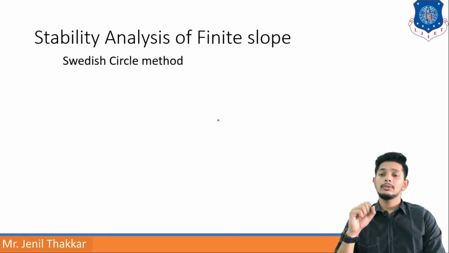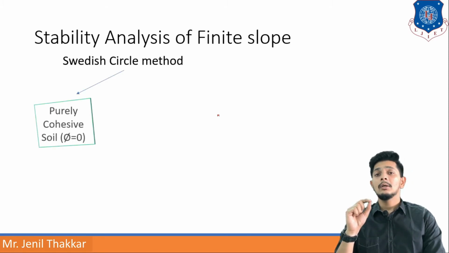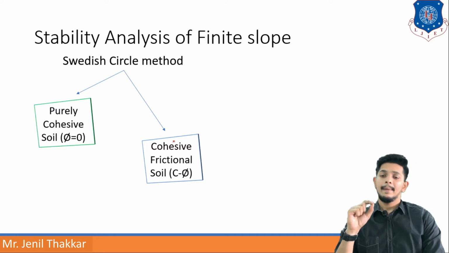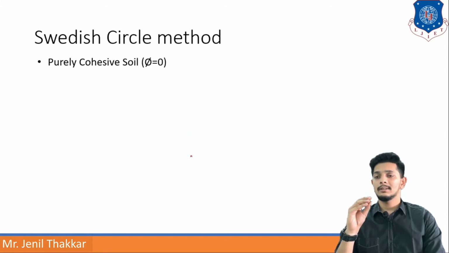Moving forward to stability analysis of finite slope in the Swedish circle method. In the Swedish circle method, 2 types of analysis are considered. First, for purely cohesive soil, which is phi equal to 0 soil, and cohesive frictional soil, which is C-Phi soil, a mixture of cohesive as well as non-cohesive or cohesionless soil. So let us first understand the purely cohesive case for the Swedish circle method, where phi is equal to 0.